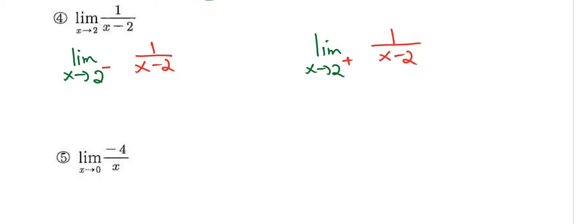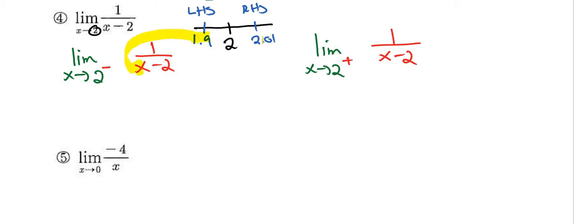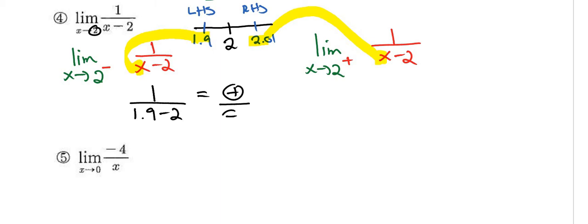Okay, after that, I'm just going to draw a number line right here on the side. The number that goes in the middle is 2 because I'm approaching the number 2. Then you want to look at numbers on the left-hand side and the right-hand side. On the left-hand side, I'm going to pick 1.9, and on the right-hand side, I'm going to pick 2.01. I'm going to use these numbers to substitute here and there. If I do that, I would get 1 over 1.9 minus 2, and the numerator is positive, the denominator is negative, so this is going to be negative infinity.